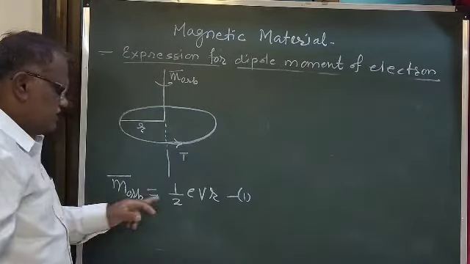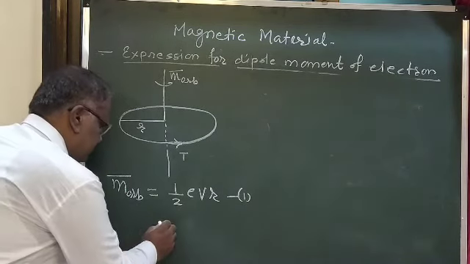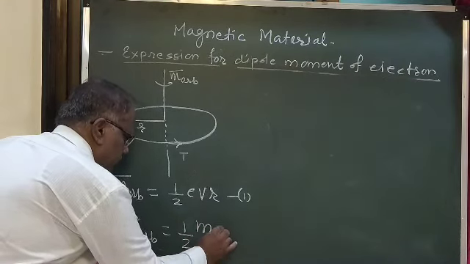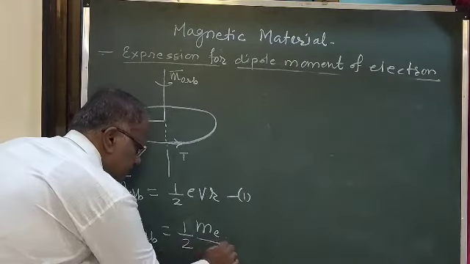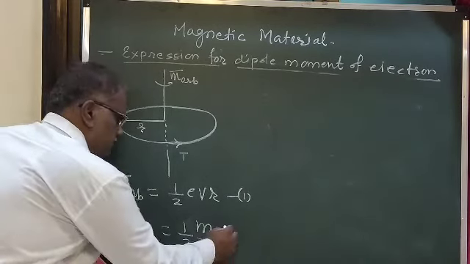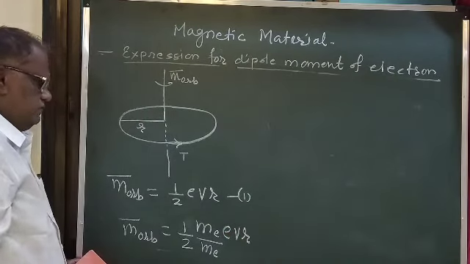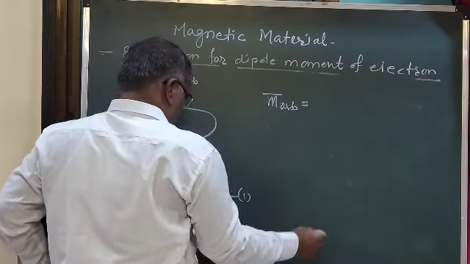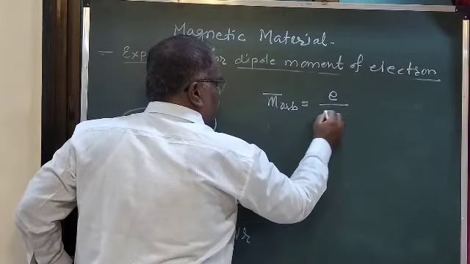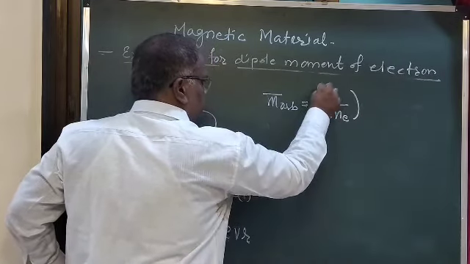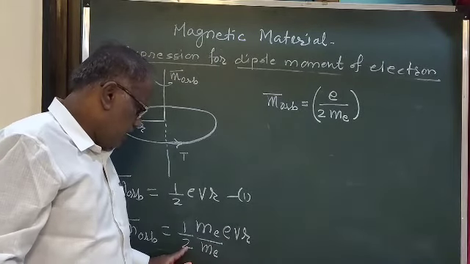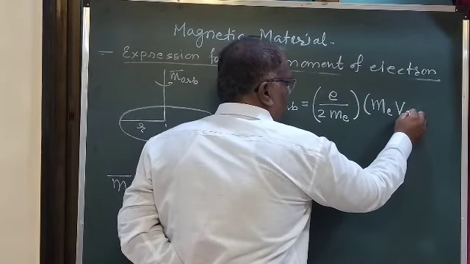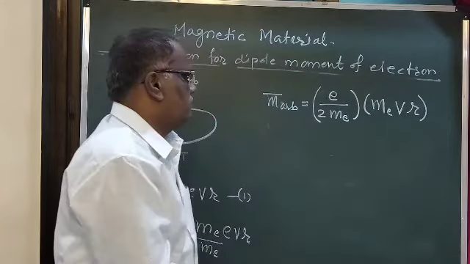Multiply and divide this equation by mass of electron, m suffix e, we get e upon twice m e, and remaining mass of electron, velocity of electron, and radius of orbit of electron.